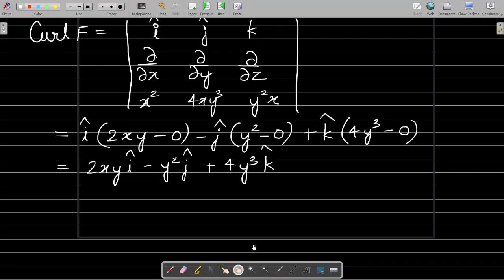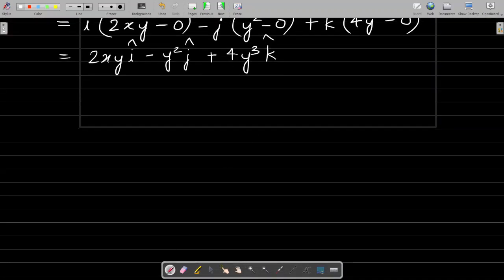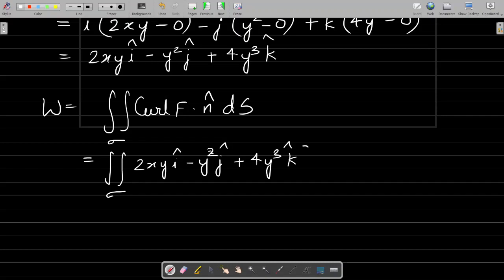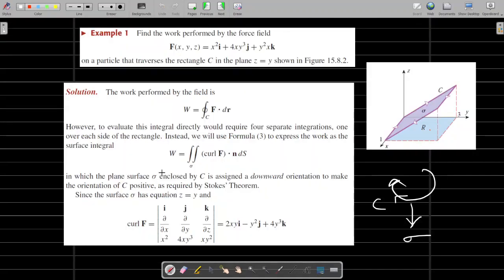Okay, so using Stokes theorem, work done is equal to the double integral over sigma of curl F dot n dS. That is equal to the double integral over sigma of 2xy i cap minus y square j cap plus 4y cube k cap. Now since your orientation of surface is downward, you see the direction of C is given like this, so the orientation of the surface is downward.